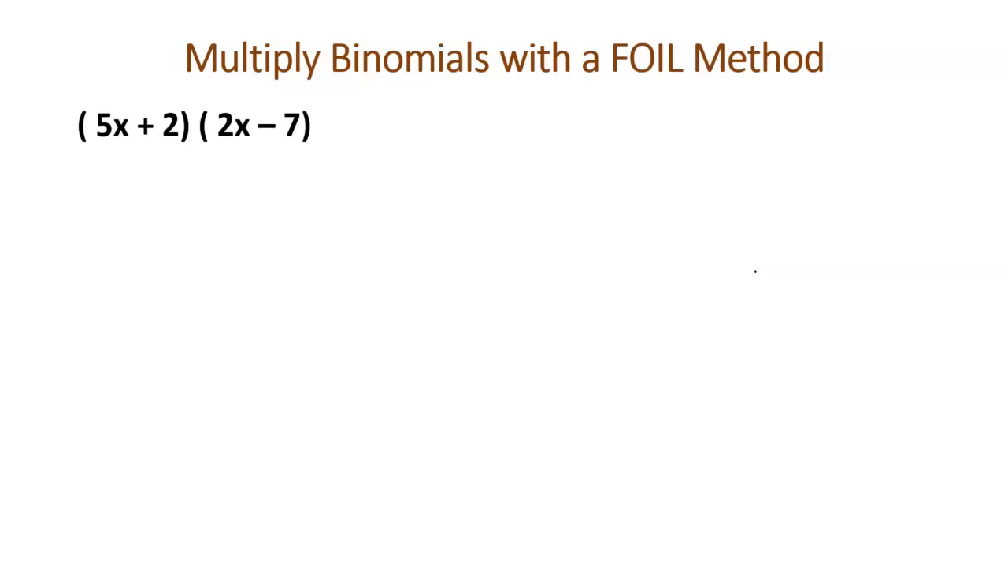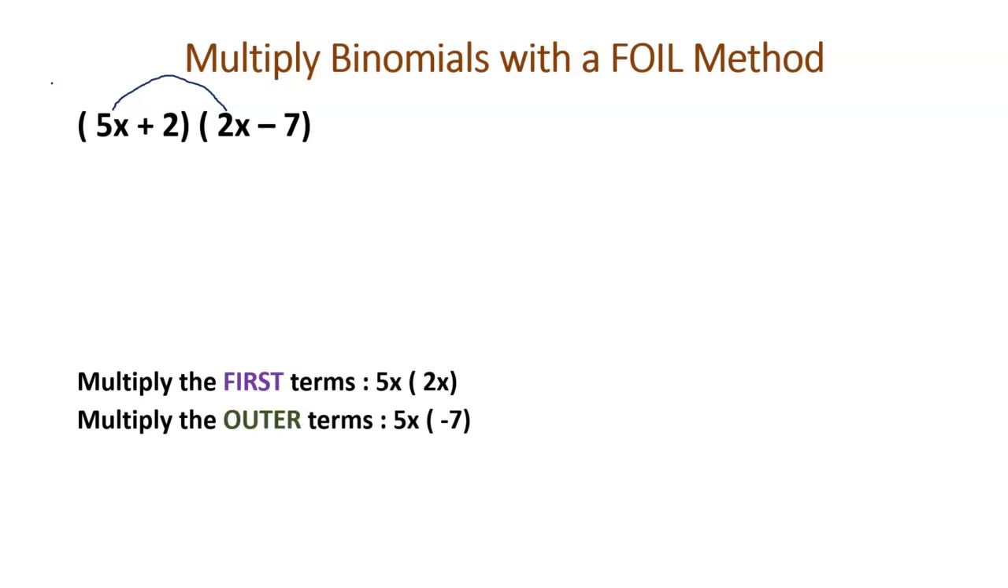Here's our example. 5x plus 2 times 2x minus 7. So let's first multiply the first term. So the first terms, meaning the 5x is the first term here in the first parenthesis, and 2x is a first term in the second parenthesis. When I multiply these two, I'm going to get 10x squared. Let's multiply now the outer terms. Outer meaning the ones which are outside of the parenthesis. In this case, I'm multiplying 5x with the negative 7. That should give me negative 35x.